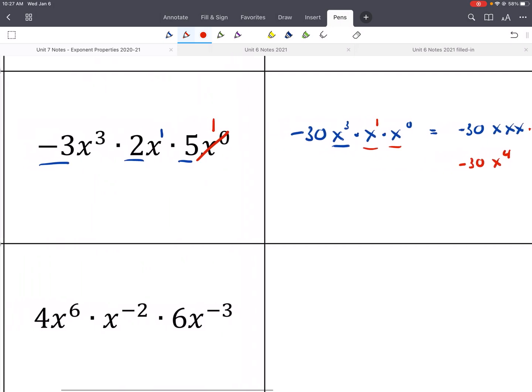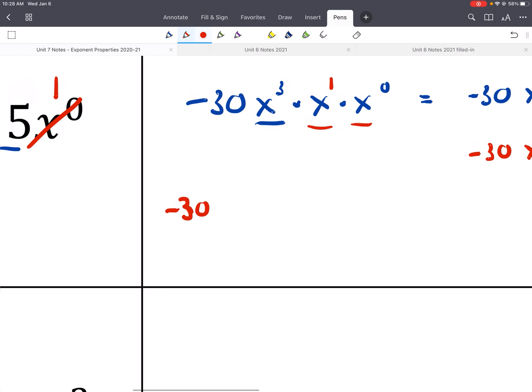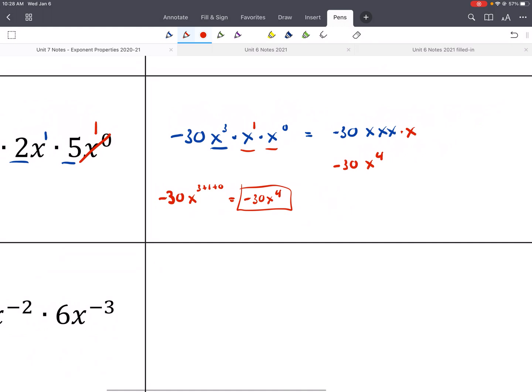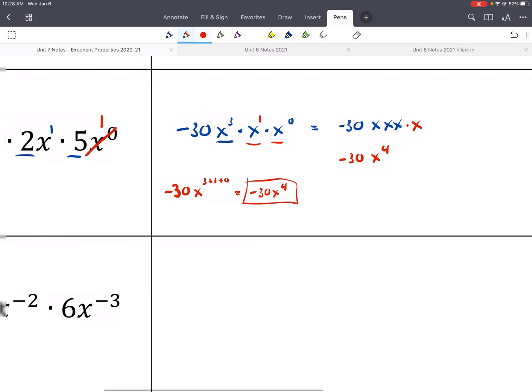Again, if you prefer to do it the other way, if we have our negative 30, and we had our x to the 3rd, x to the 1, and x to the 0, that's just the same as x to the 3 plus 1 plus 0. And that's negative 30x to the 4th. So we get the same thing, just depending if you want to expand or not.